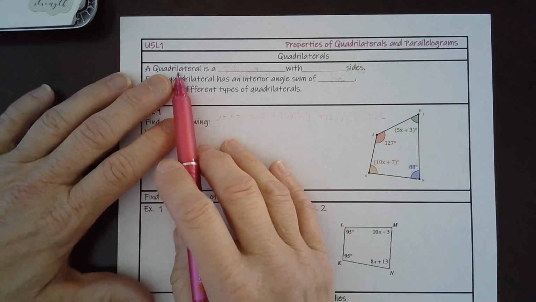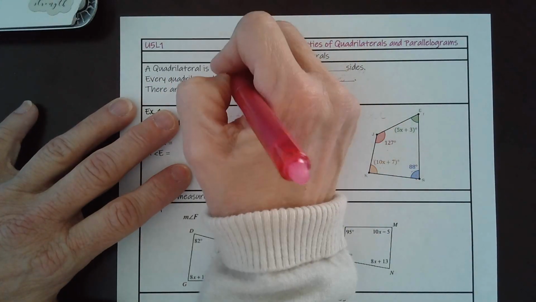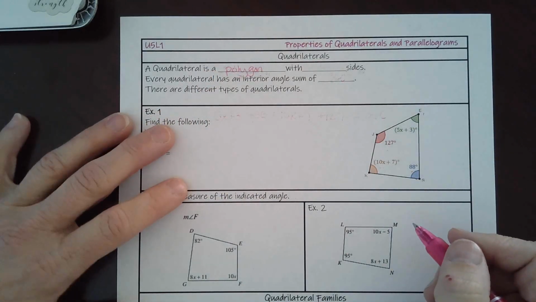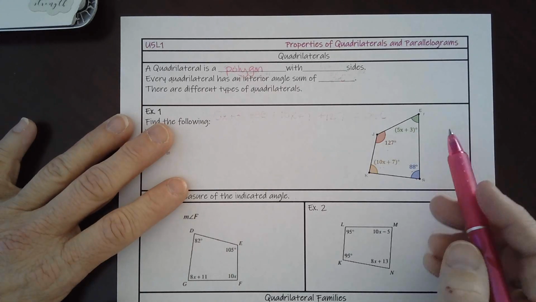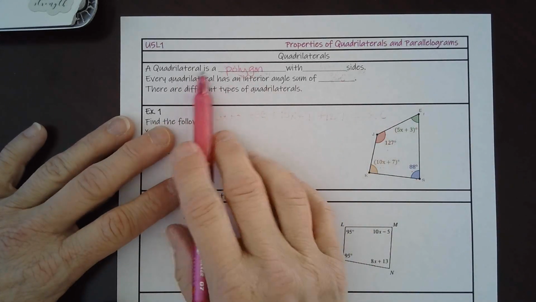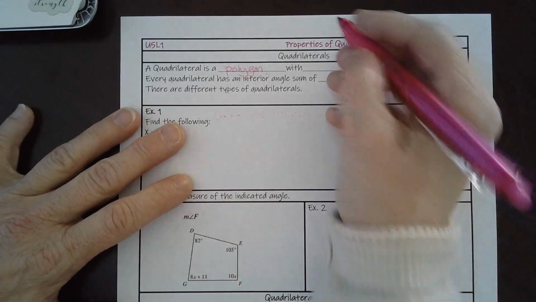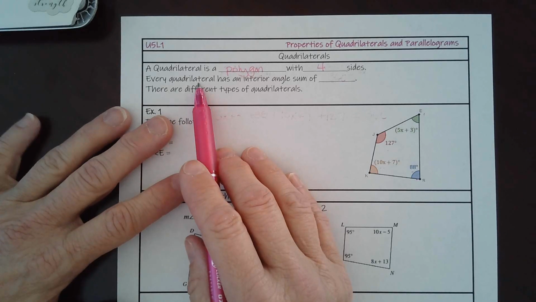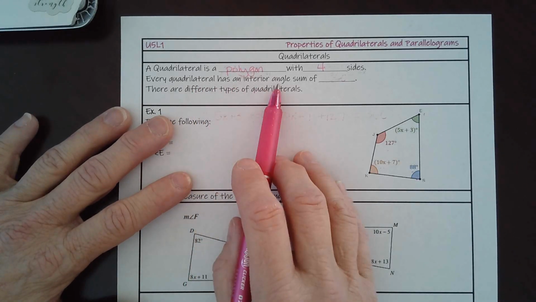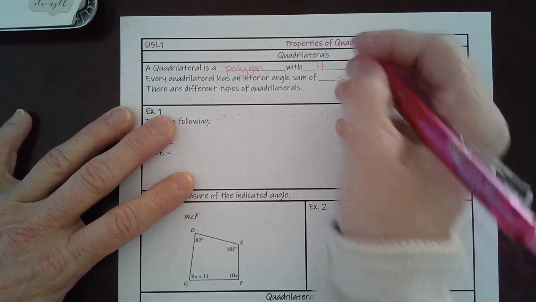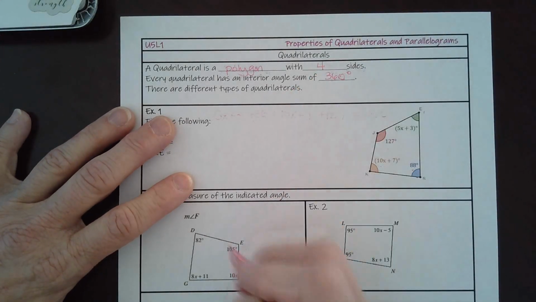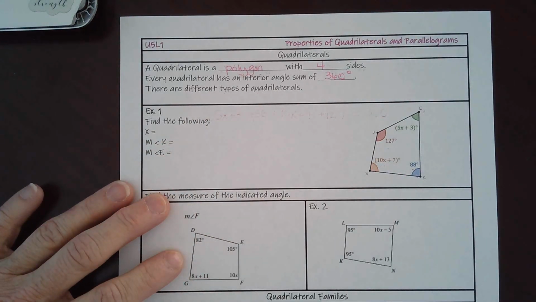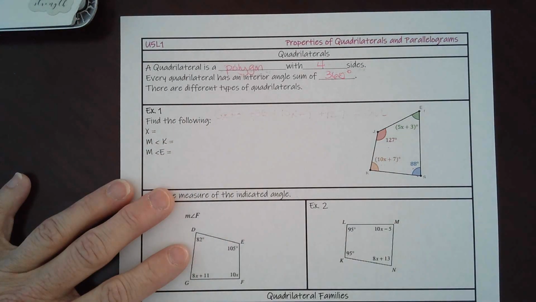So what is a quadrilateral? A quadrilateral is a polygon, and a polygon is simply a figure with many sides. Poly means many. So a quadrilateral is a polygon that has 4 sides. Every quadrilateral, every 4-sided figure, has an interior angle sum of 360 degrees. And there are different types of quadrilaterals, and that's what our focus is going to be on in this entire unit.